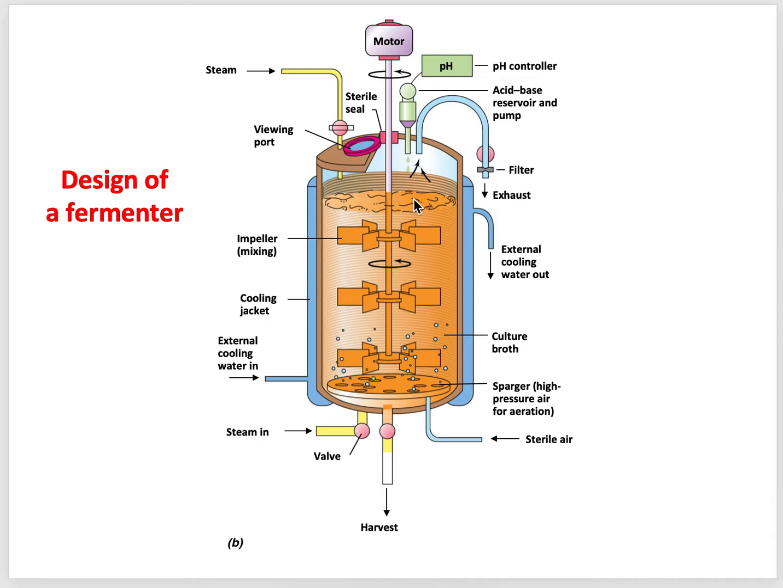And also the fermenters have several other points, for example points to harvest samples, and points to add something. If you run the fermenter in a continuous way, in that case you have to continuously add fresh media, so the fermenter should also have that kind of points.